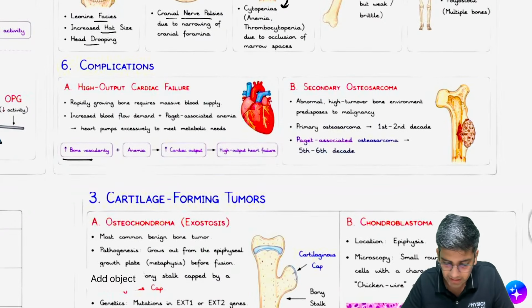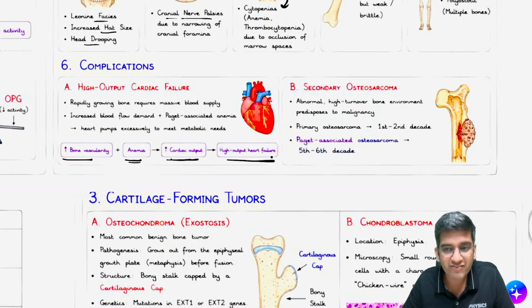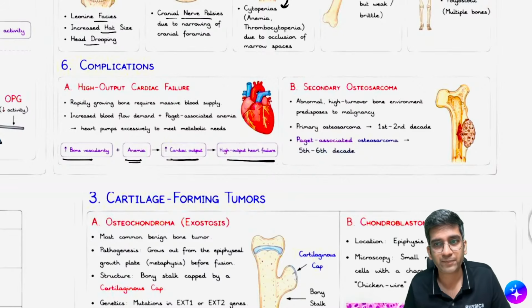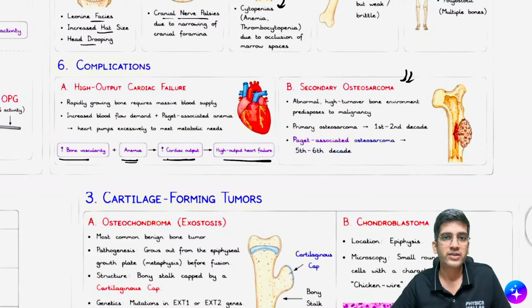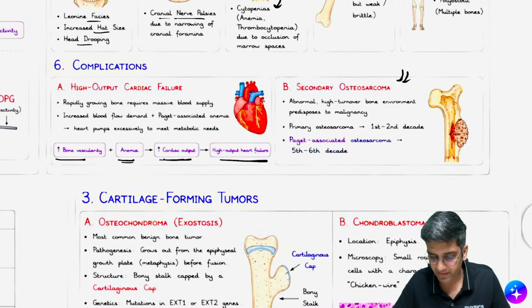More vascularity, plus the patient will have anemia because of cytopenias. There's an increased cardiac output. The heart fails beyond a certain point of time. What will happen? Fine. Okay. Now, secondary osteosarcoma. Secondary osteosarcoma is also one of the complications of Paget's.